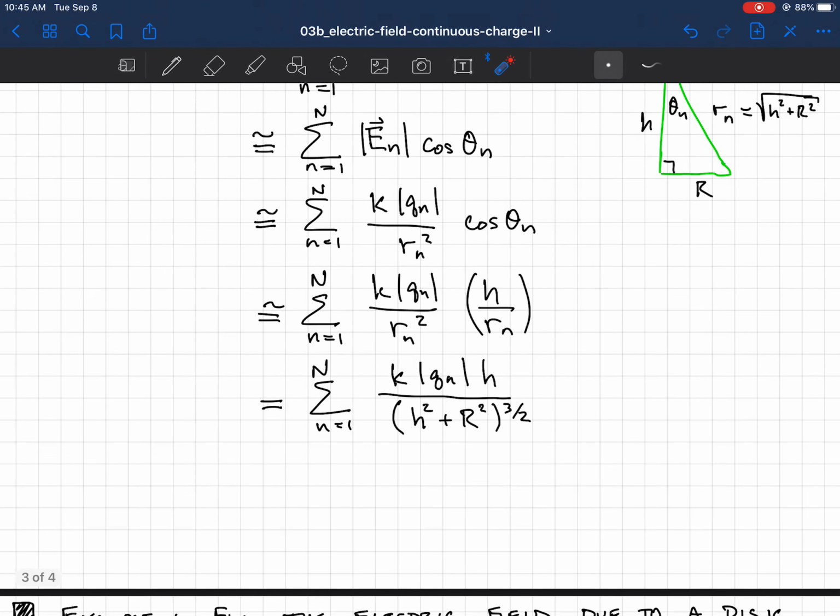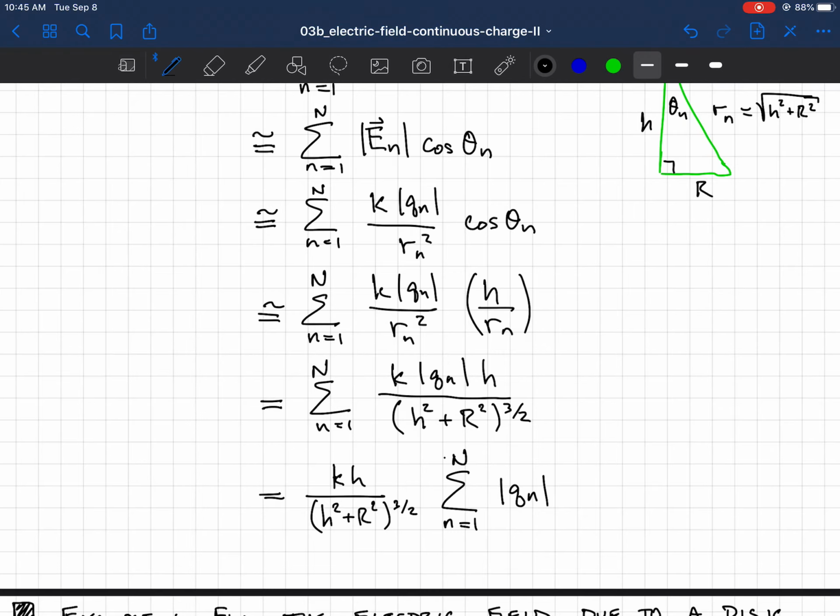But we don't even need to do that here, because what we have is a whole bunch of constants, k, h over h squared plus r squared to the 3 halves. And then we have the sum from n equals 1 to N of the q_n's. We said that these are approximate, but you can see now that this is actually not approximate. The sum of all the chunks is simply just q. So it's the q for that particular ring.